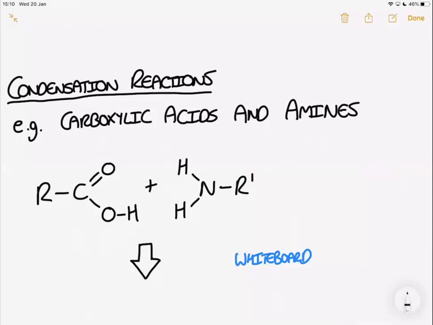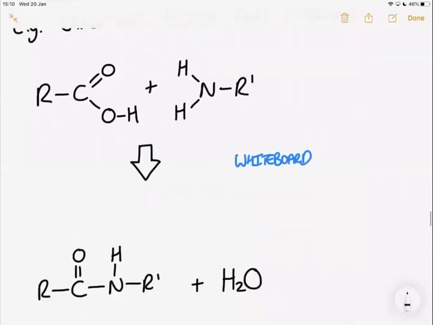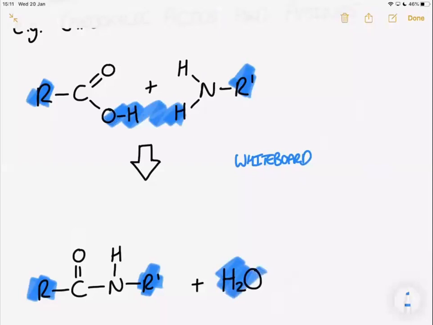So if you've had a go at that, what we should be looking at is that. Okay, just to point out, that R and that R are the same. That R and that R are the same, okay? And that's important because obviously whatever's attached to the carbonyl compound, in this case the carboxylic acid, has to stay attached to that carbon, and whatever's attached to the nitrogen in the amine has to stay attached to that nitrogen, okay? Water is then removed as a byproduct, all right? So that's what happens there. We don't need a mechanism for this, all right?